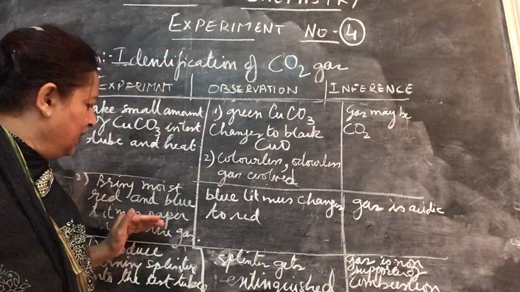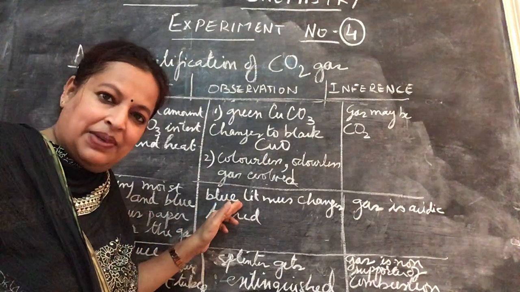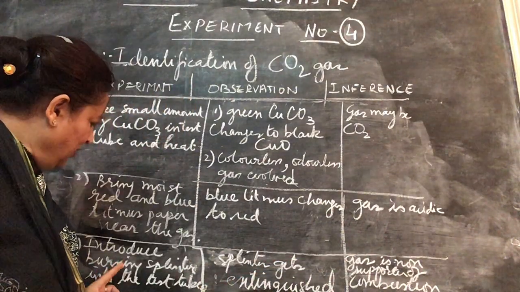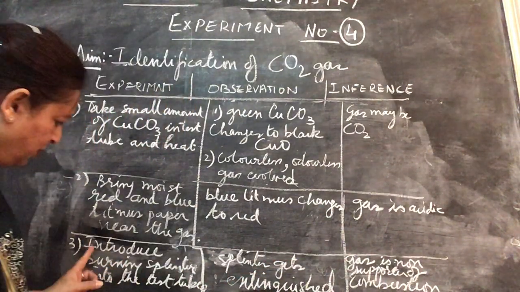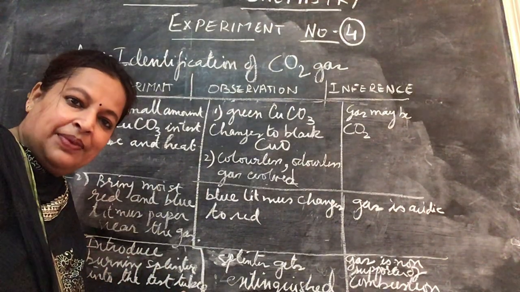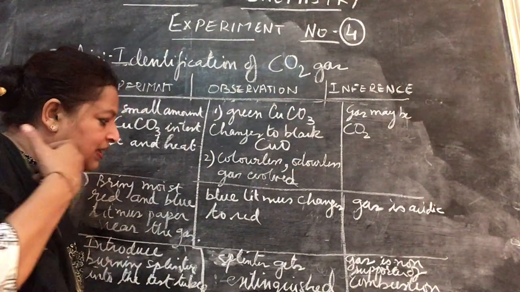Okay. So bring moist red and blue litmus paper near the mouth of the test tube. That I showed, it changes to red color. It is acidic. Then introduce a burning splinter, see what I have written? Introduce a burning splinter into the test tube.